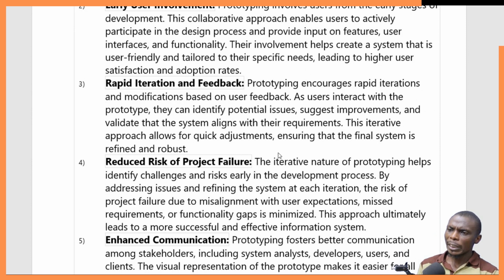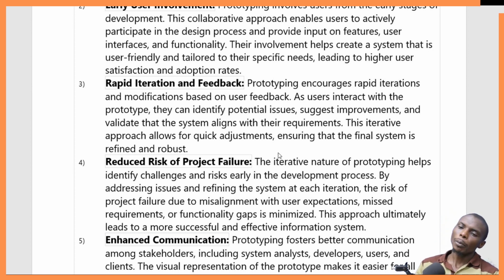And then we have reduced risk of project failure. This iterative nature helps protect the system from project failure. For example, challenges and risks can be identified early in the development process, and they might be addressed before the last stage. So the risk of the entire system failing is highly reduced.